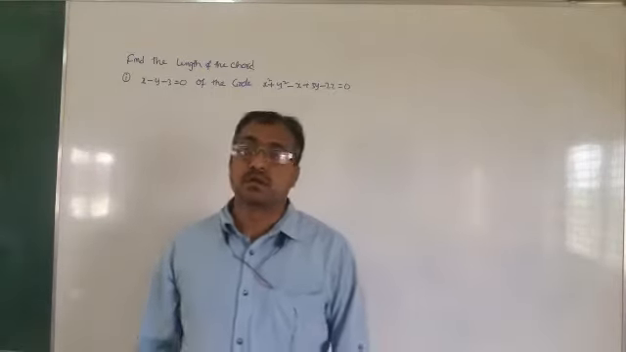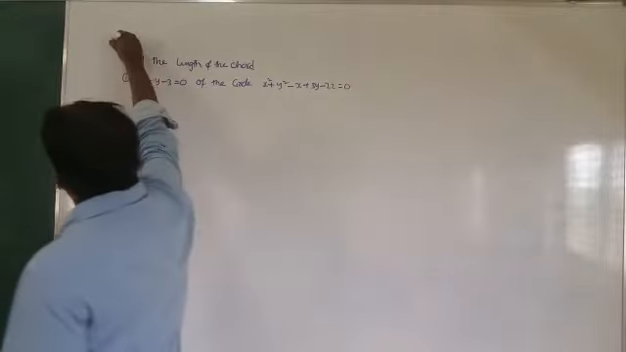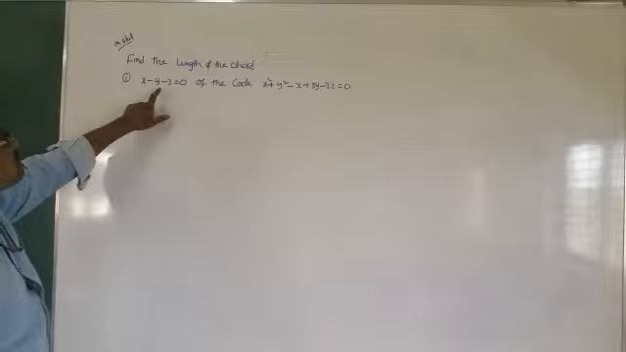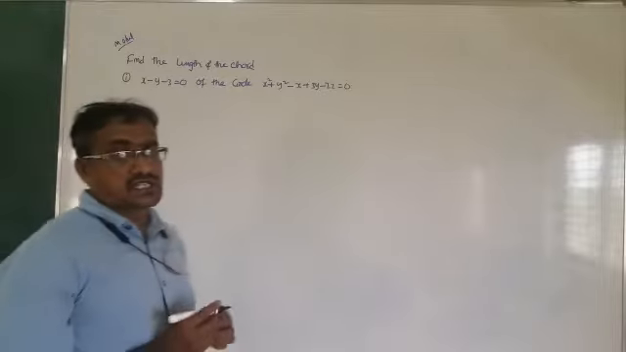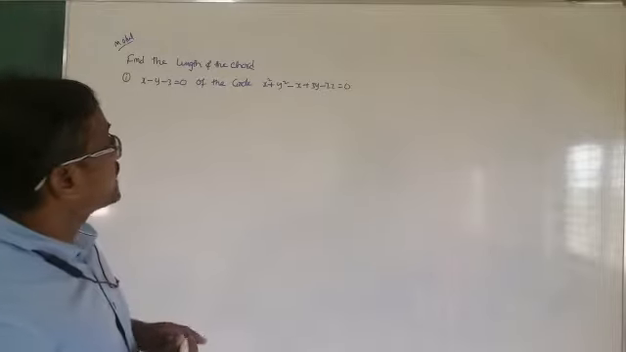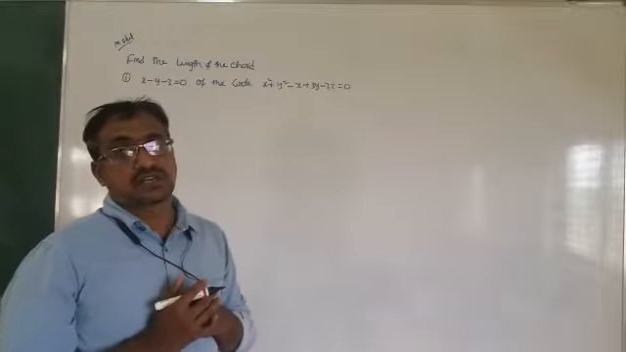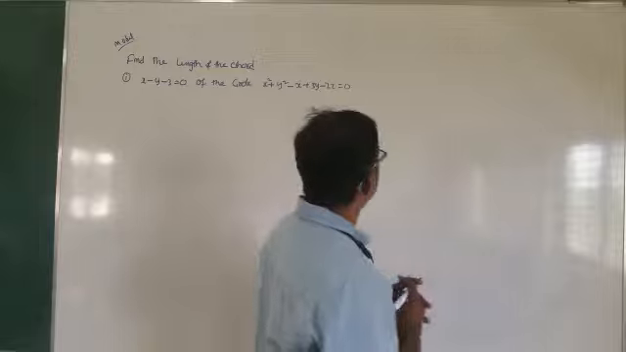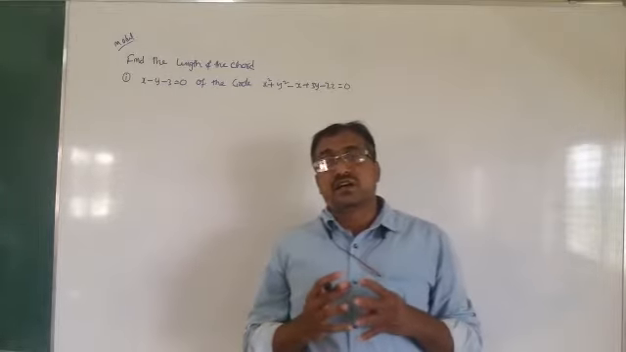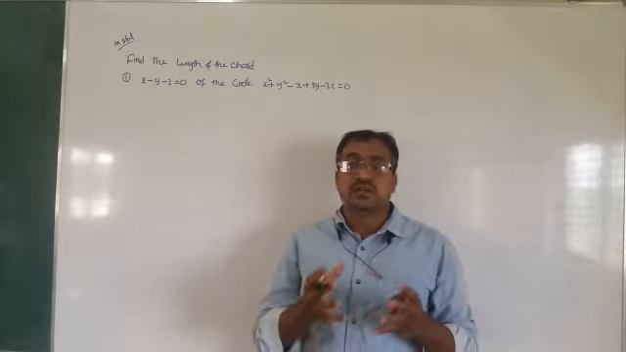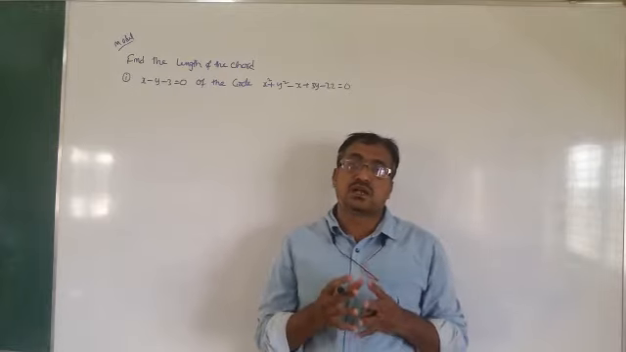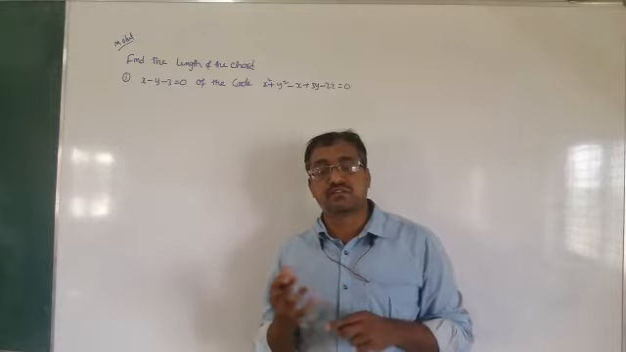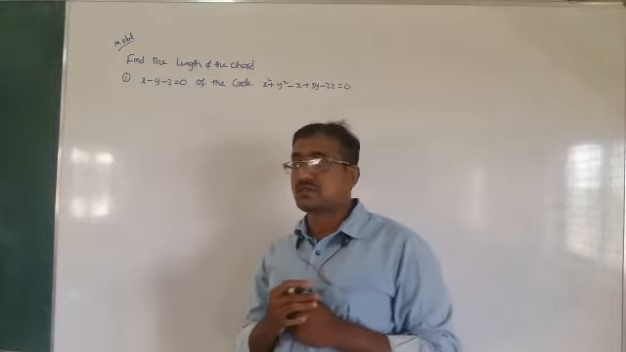Another important model, find the length of the chord of x minus y minus 3 is equal to 0 of the circle x square plus y square minus x plus 3y minus 22 equal to 0. Now the length of the chord of the line made on the circle is 2 root r square minus d square. It is very important concept. They will give you as 4 marks question.